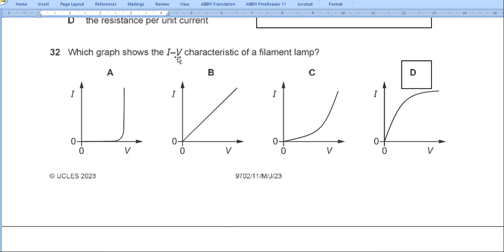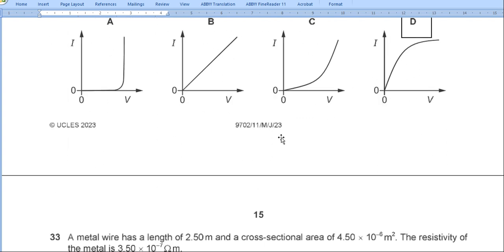Which graph shows the IV characteristic of a filament lamp? So this is better to memorize, but to understand the graph, as voltage increases, the filament becomes hotter, so resistance increases, and current increases not so much as voltage, because resistance is increasing.